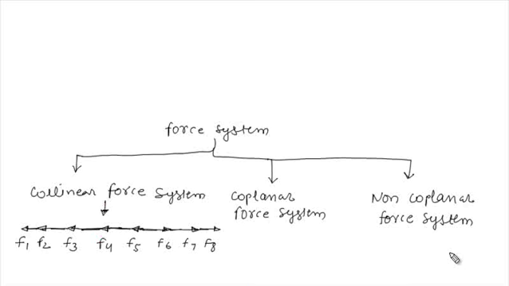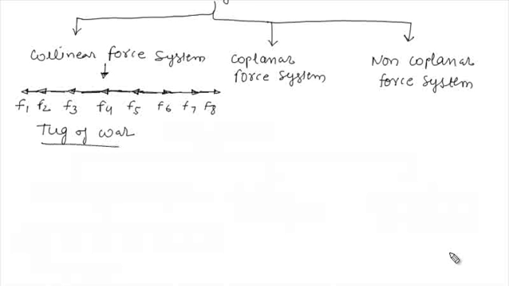A very good example of a collinear force system is tug of war, in which the line of action of the force applied by the members of each team will be along the rope, on the same line of action. So we can say that tug of war is a very good example of a collinear force system.